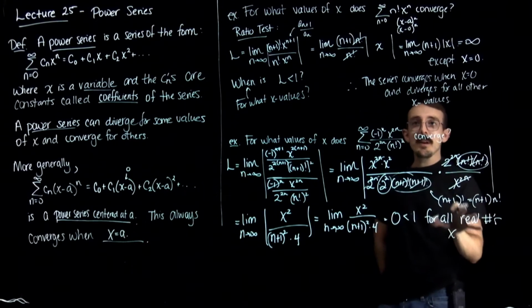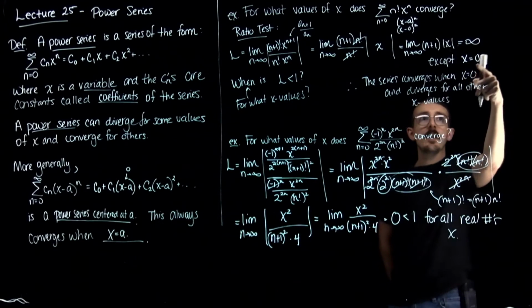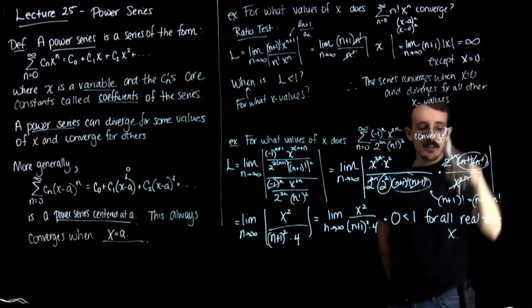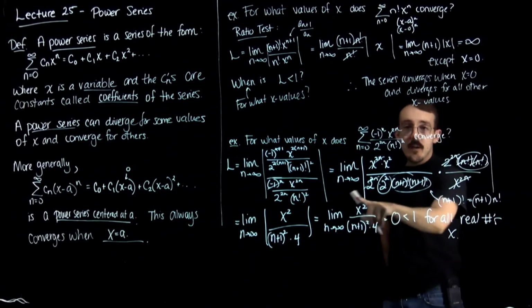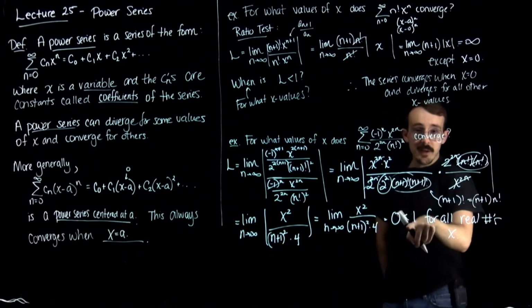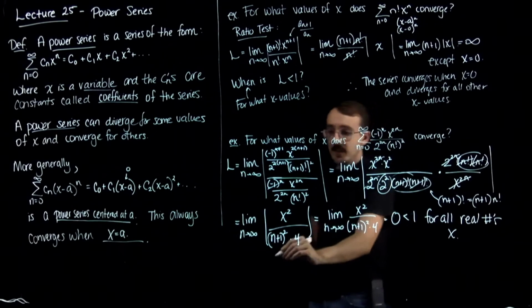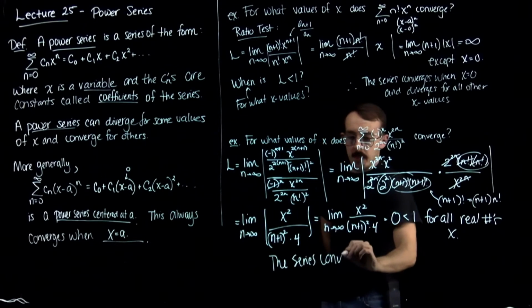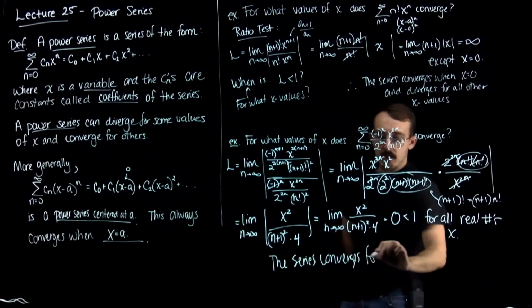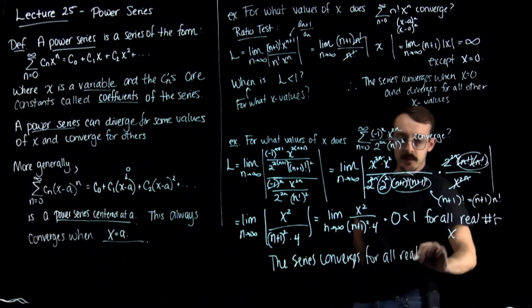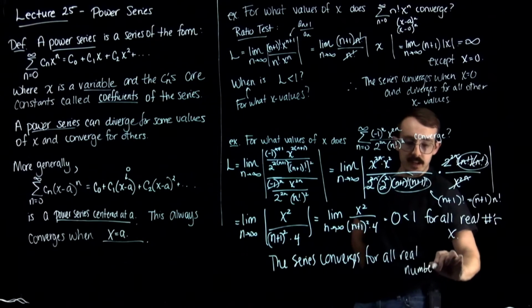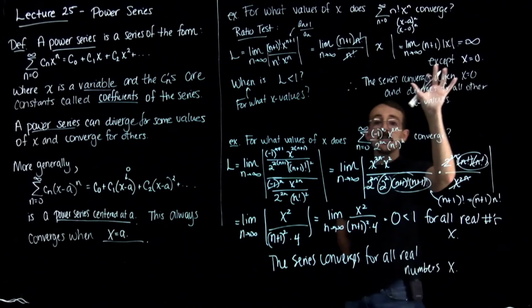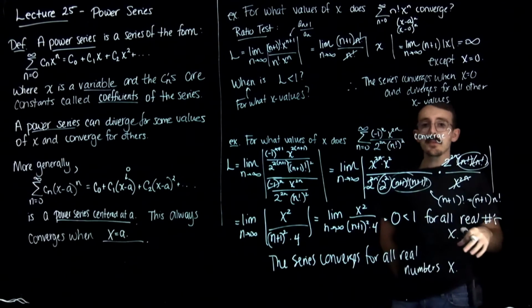So this time, it's another extreme case. For this one, you only had x equals 0 as the answer. For this one, for every single x you give me, this is going to be true. I'm going to have this be less than 1. So this means the series converges for all real numbers x. So these are 2 of the 3 cases that can happen when you do these problems.